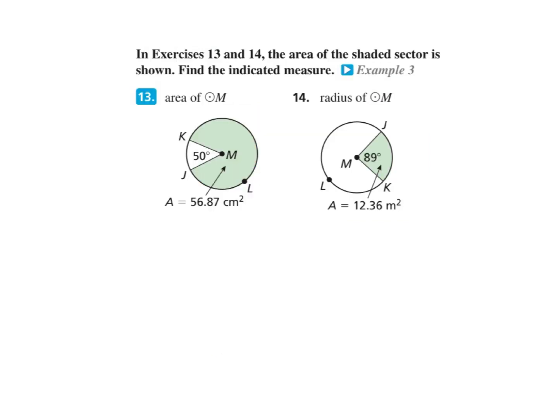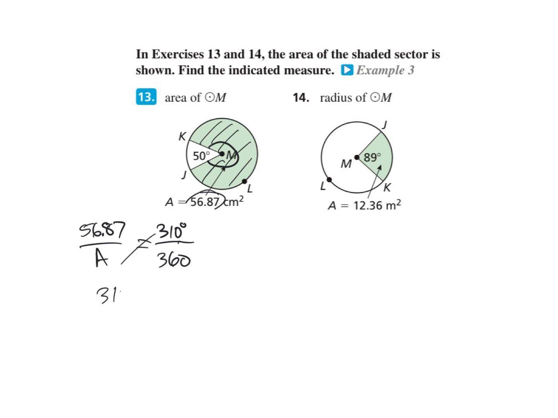Okay, find the area of the shaded sector. Oh, the area is shown of the shaded sector. So this is 56.87. Okay, so you have 50 over 360 equals the area of the sector over the area of the circle, except 50 isn't right. 50 is for the small sector. So 360 minus 50 is 310 degrees. That's what's left over for this shaded area.